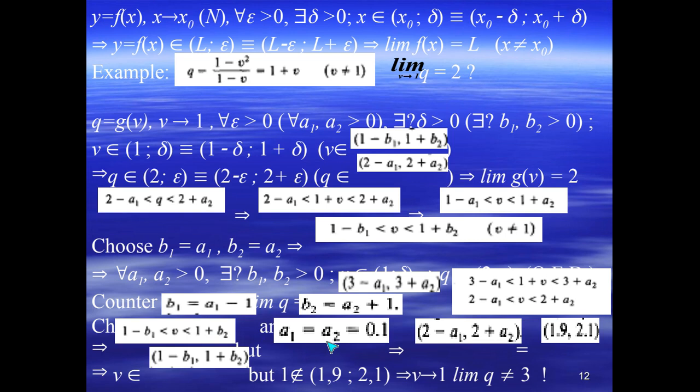All right, that's great. But if I choose, for instance, for any a1, a2, it says, if I choose a1 and a2 as 0.1, what are b1 and b2? a1 is 0.1. 0.1 minus 1 is minus 0.9. And what is b2? a2 0.1 plus 1 is 1.1.